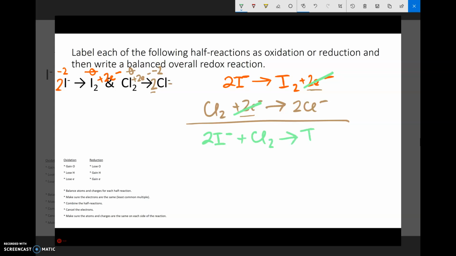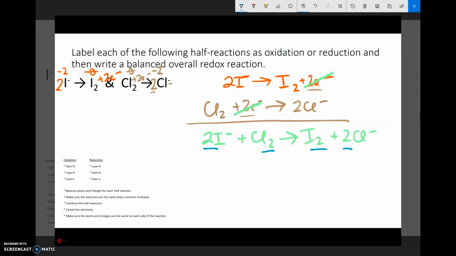Then we have 2 iodine atoms and 2 chloride ions. Okay, now that we put it together, we need to make sure that the atoms and the charges are the same on both sides of the reaction. So let's go ahead and double check here. So we've got 2 iodines, 2 iodine, 2 chlorine, 2 chlorine.